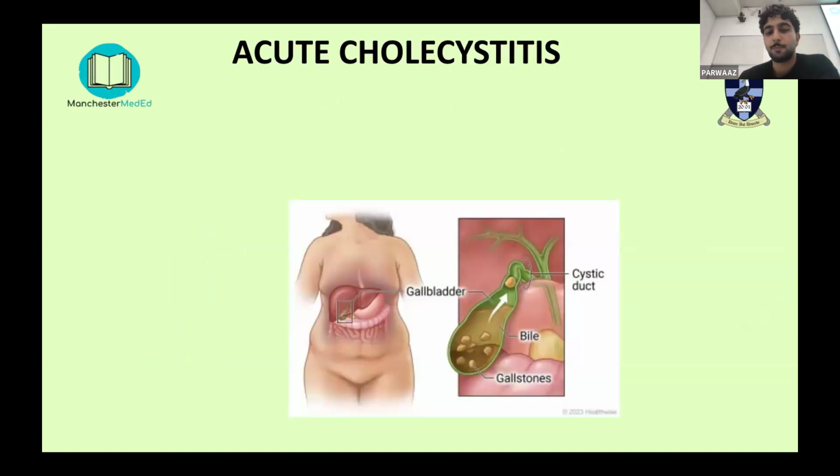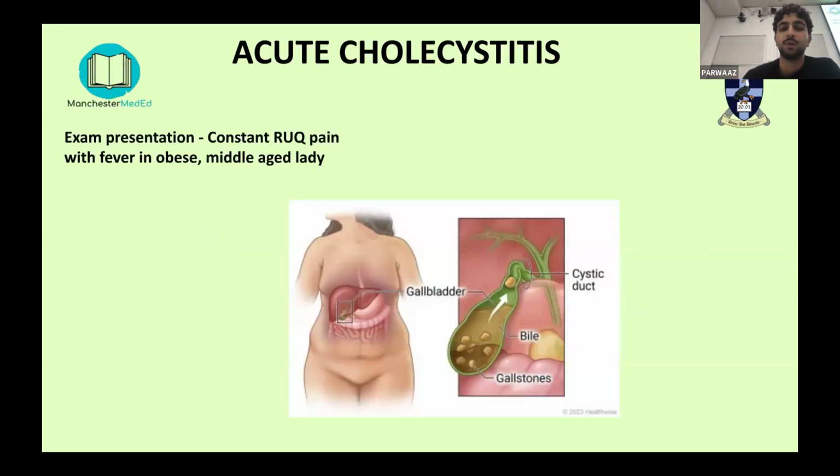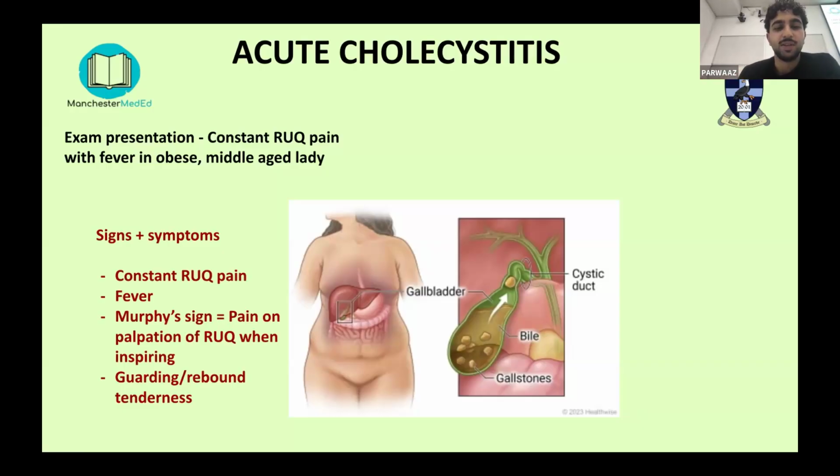So inflammation of the gallbladder, inflammation plus minus infection, usually in a stem of constant right upper quadrant pain with a fever in a sort of obese middle-aged lady. So if you ever see right upper quadrant pain with fever, always think cholecystitis. The main sign from this is Murphy's sign. So when you palpate the right upper quadrant, that shows pain when inspiring. Essentially, they'll stop breathing momentarily because it's so painful. So when you're doing palpation like you do for sort of hepatomegaly, if you do the same thing in the right upper quadrant and the patient suddenly goes like that, that's Murphy's sign. And it's a really strong indicator of cholecystitis.